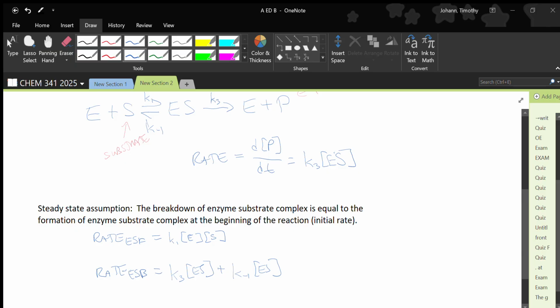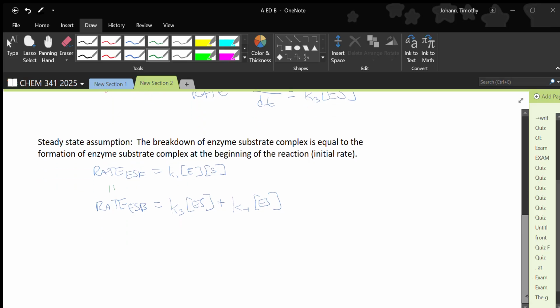All right, and what we're saying by this assumption is that these two things are equal. And so we can set them equal to each other. All right, so we're going to leave our other stuff behind. We don't need it now. At least for now, we'll need it.